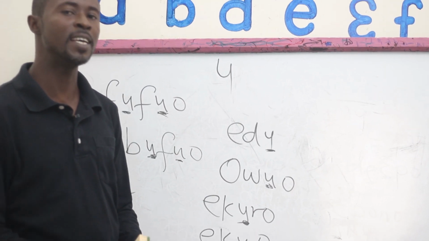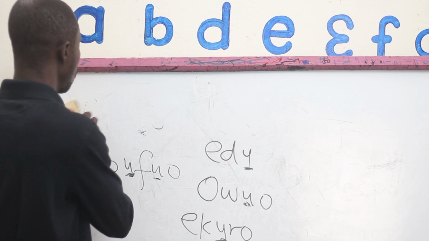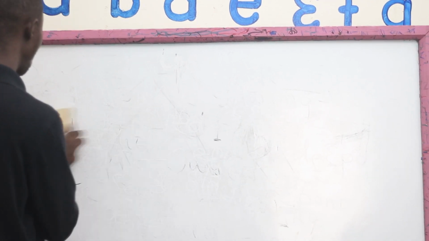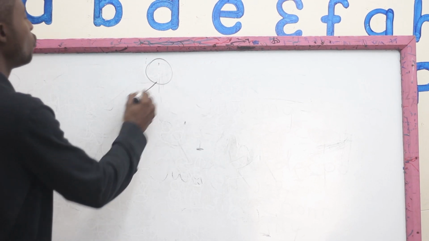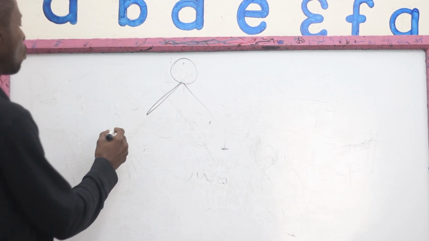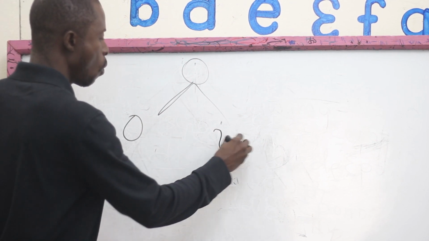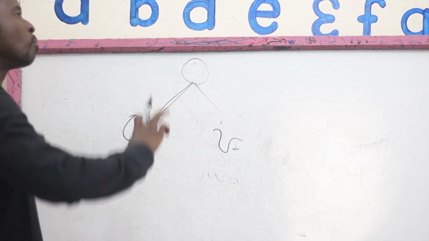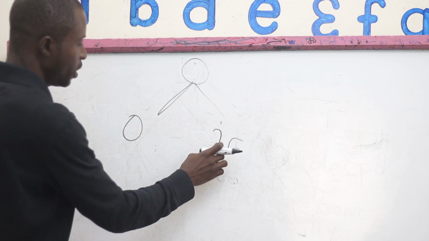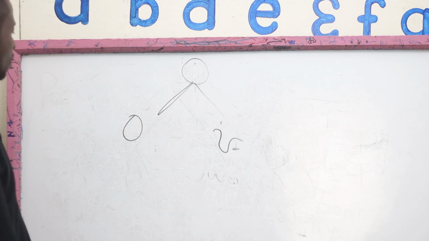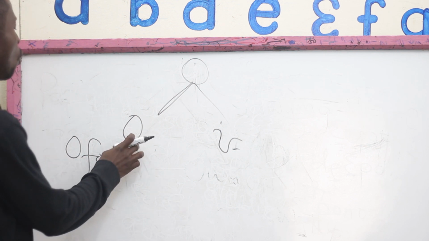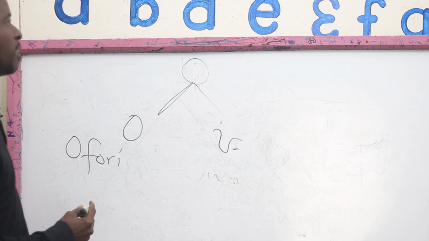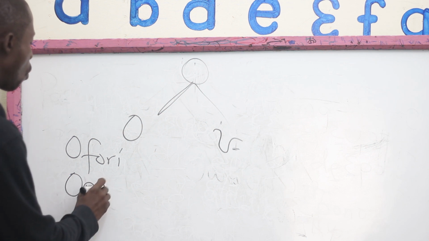Now let's move on to the next sound, which is O. With O, we also have two variants. O is more advanced and O is unadvanced. Right, so we have Ofori. Ofori is a name here in Ghana. Ofori. Opoku.